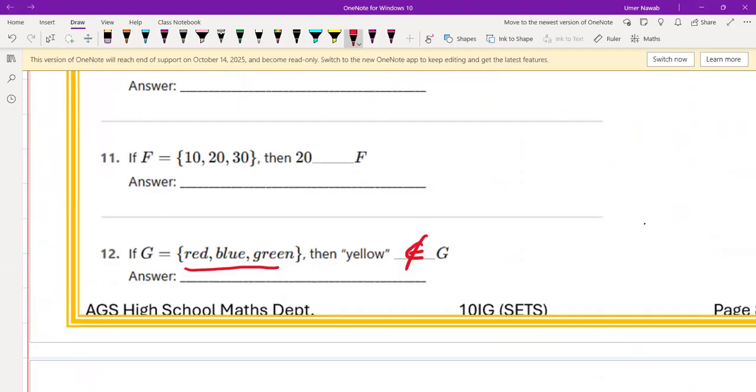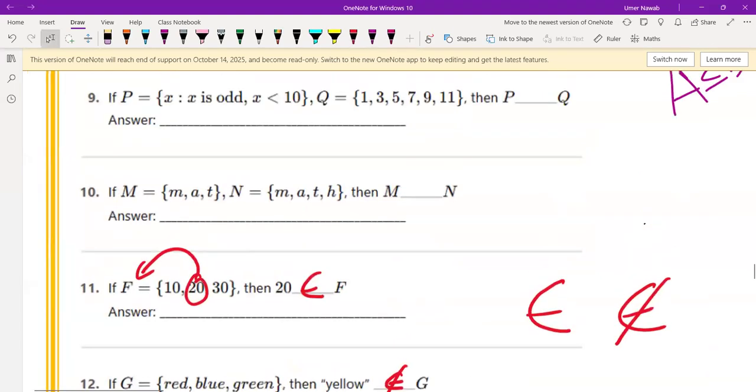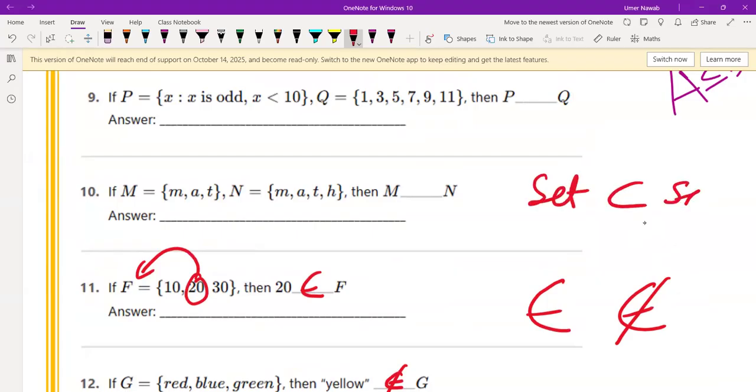And when an element of a set is related with a set, we use this sign, belongs to or doesn't belong to. In this case, you see 20 is in the set F, so I'm saying 20 belongs to F. Now, in this case, M is MAT and N is MATH, then can I say M belongs to? No, I cannot say M belongs to. A set is always a subset of a set. I cannot say a set belongs to a set. No, that's wrong. An element can belong to a set.